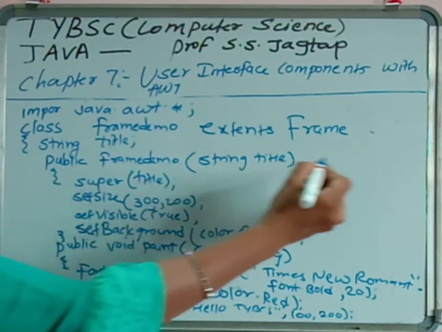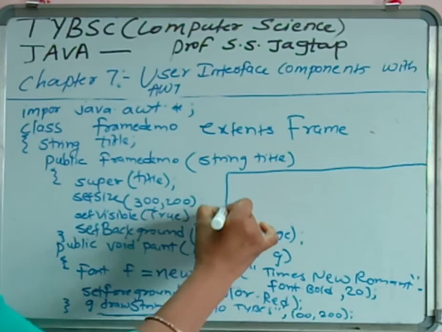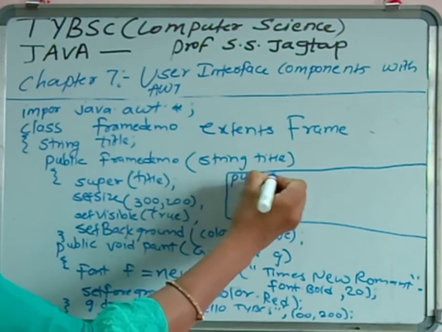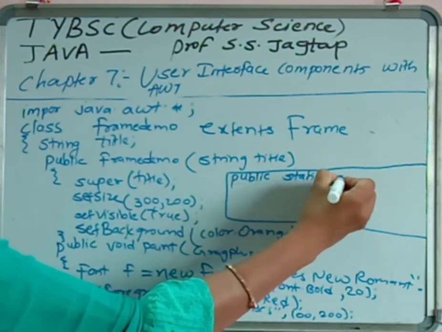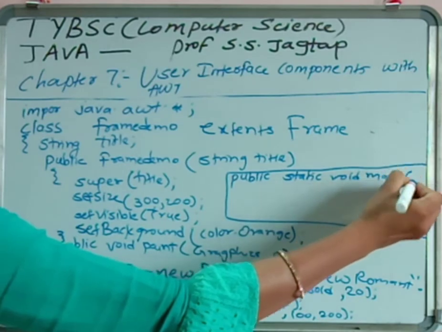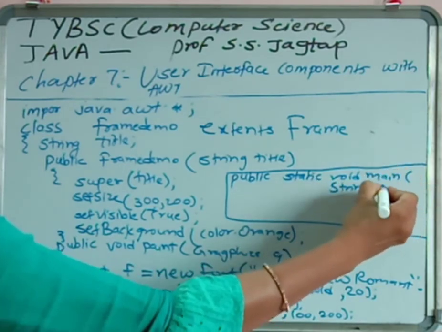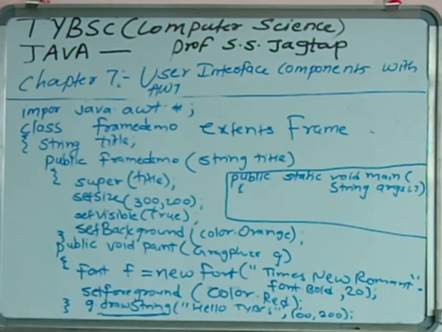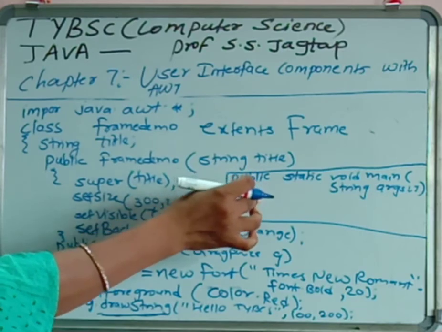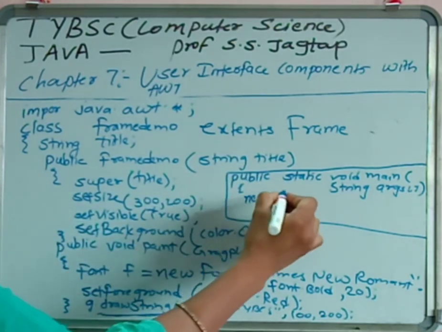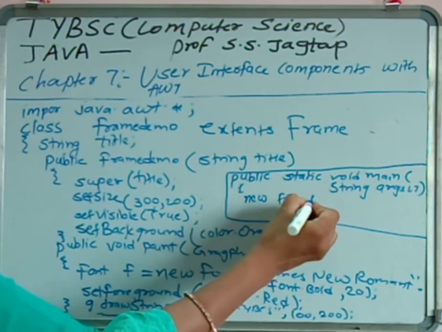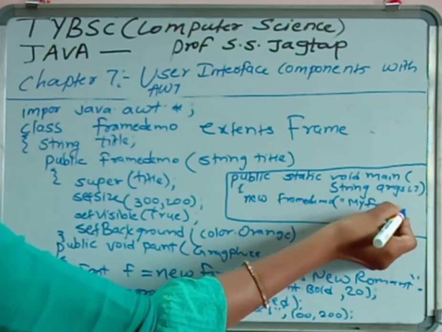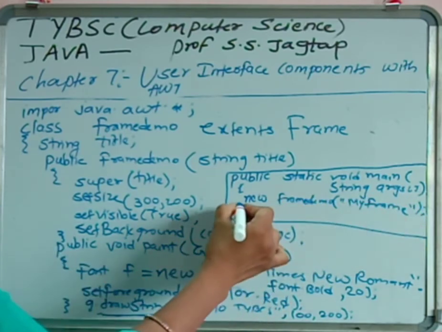Now, last, I will put the main code here: public static void main, String args, square brackets, and then the block is started. Here the actual class object is created and the parameter is passed: new FrameDemo, my frame. Close the bracket and close the class.